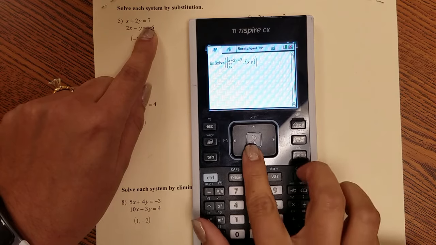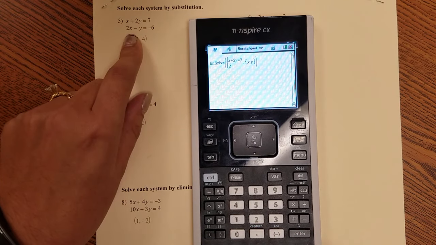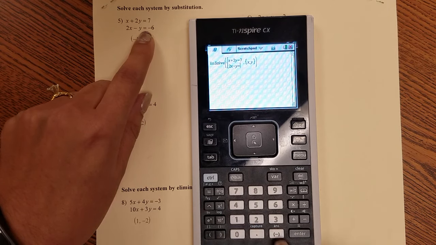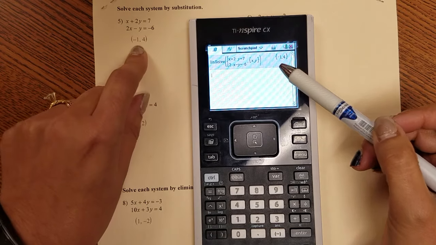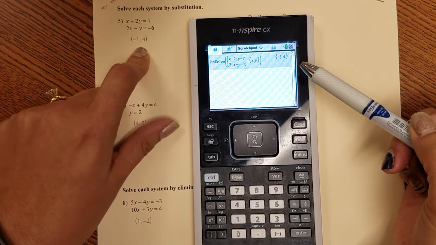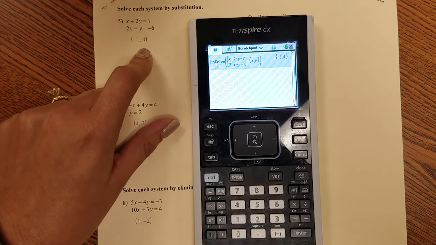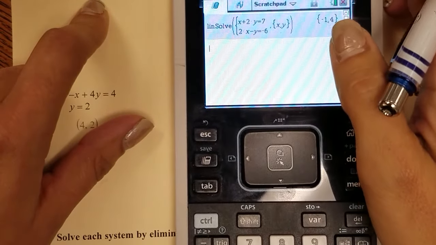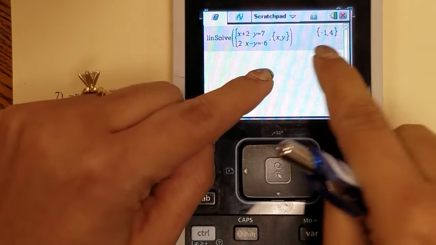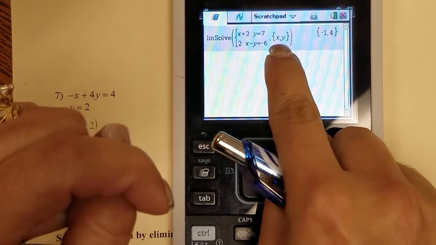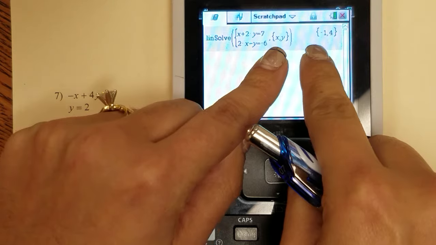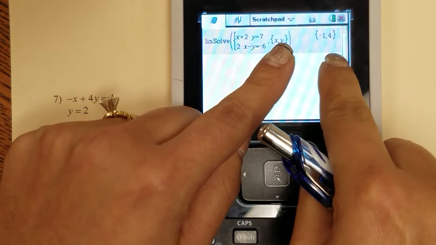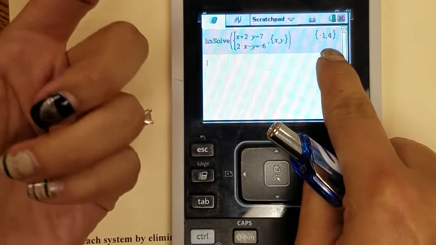Then you tab down, and then we have 2x minus y is equal to -6. Then you just click enter, and there's your solution. I already have the answer here. It's -1, 4. You can see in the calculator that it's also -1, 4. Keep in mind that whatever order it says here is the order of your answer. x came first, so it's solved for x first. y came second, so it's solved for y second. So your answer is -1, 4.